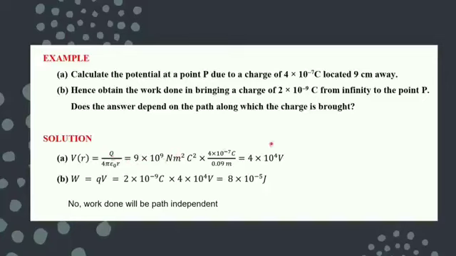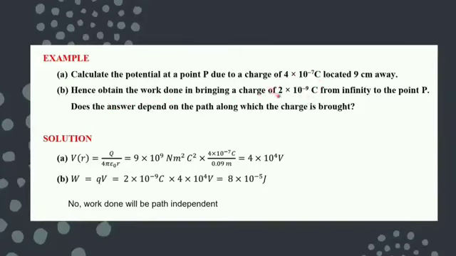Q is given as 4 into 10 to the power minus 7, divided by the distance R, which equals 0.09 meter by converting centimeter into meter. So you are getting the result 4 into 10 raised to the power 4 volt. Similarly, the second part is asking to obtain the work done in bringing this charge.